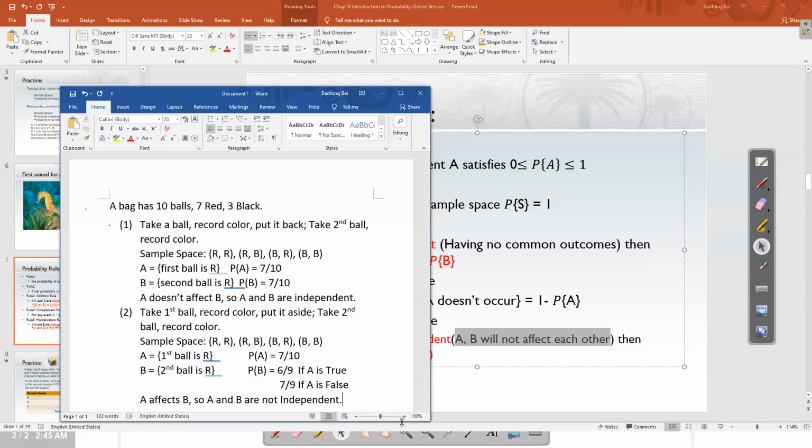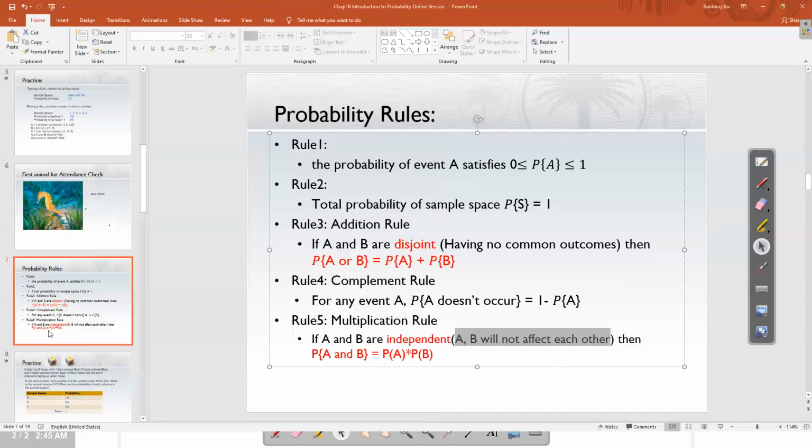So this is what independent means, okay? Independent just means the 2 events don't affect each other. And if that's the case, if the 2 events are independent, then the probability of A and B equals the probability of A times the probability of B. Okay, so these are the 5 rules of probability.